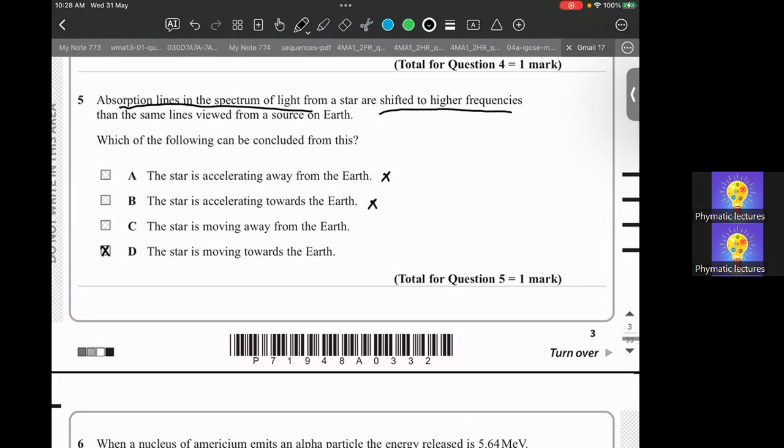Why is it not moving away from the earth? What is the reason? Because the frequency would be shifted to a lower frequency for a star moving away from the earth. When it is moving away, its wavelength is expanding. The apparent wavelength increases. What happens if wavelength increases? Frequency decreases. It is inversely proportional. So which is the correct option here? That is option D.